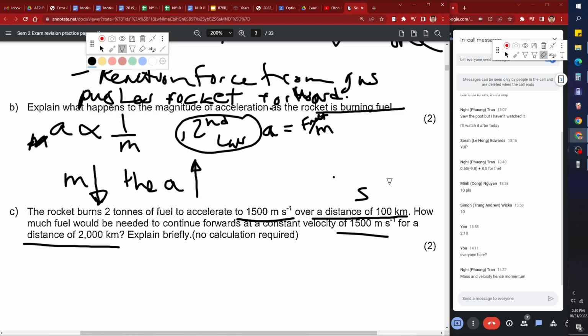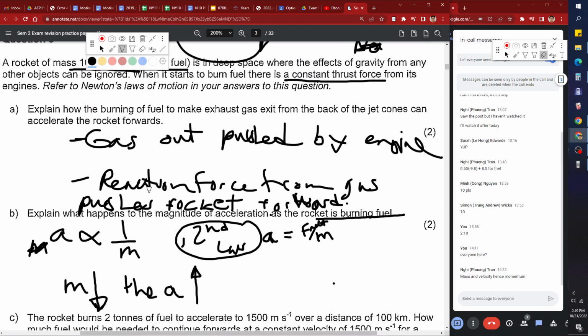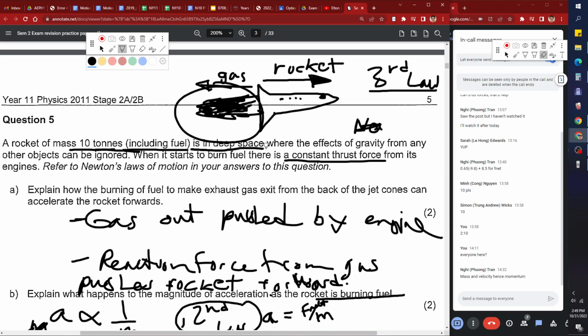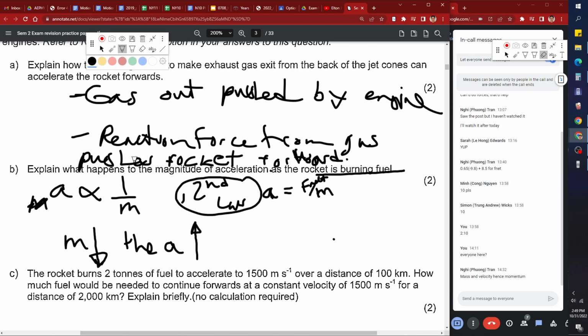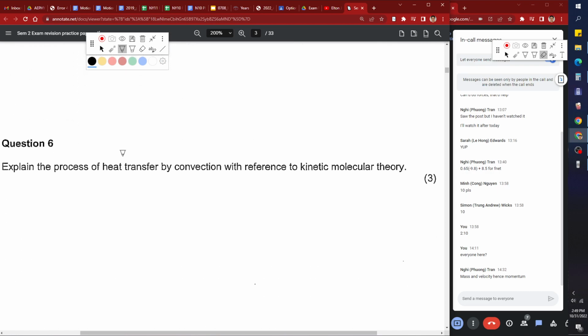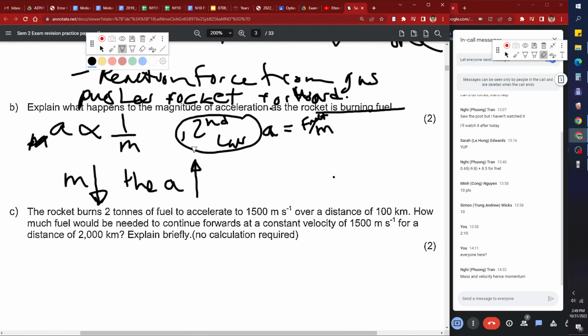Okay. This is where people are going to get messed up. Why? Because you forgot Newton's laws of physics, and you forgot that you're in deep space where the effects of gravity from any other object can be ignored. There is no force except the engine. And according to Newton's second law, guys, it's the only net force.